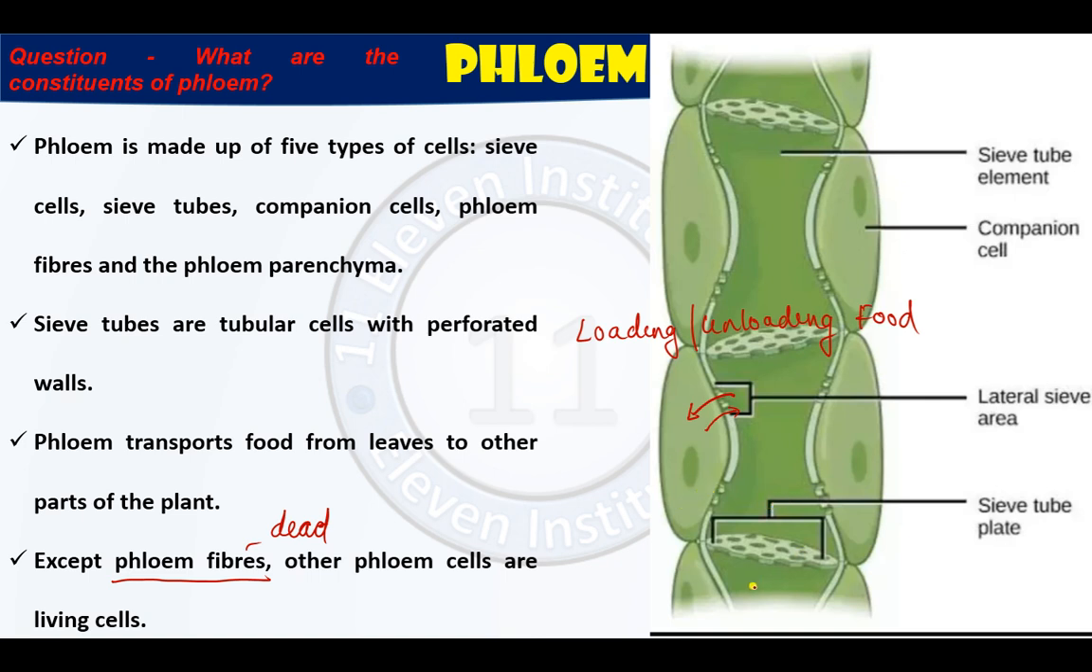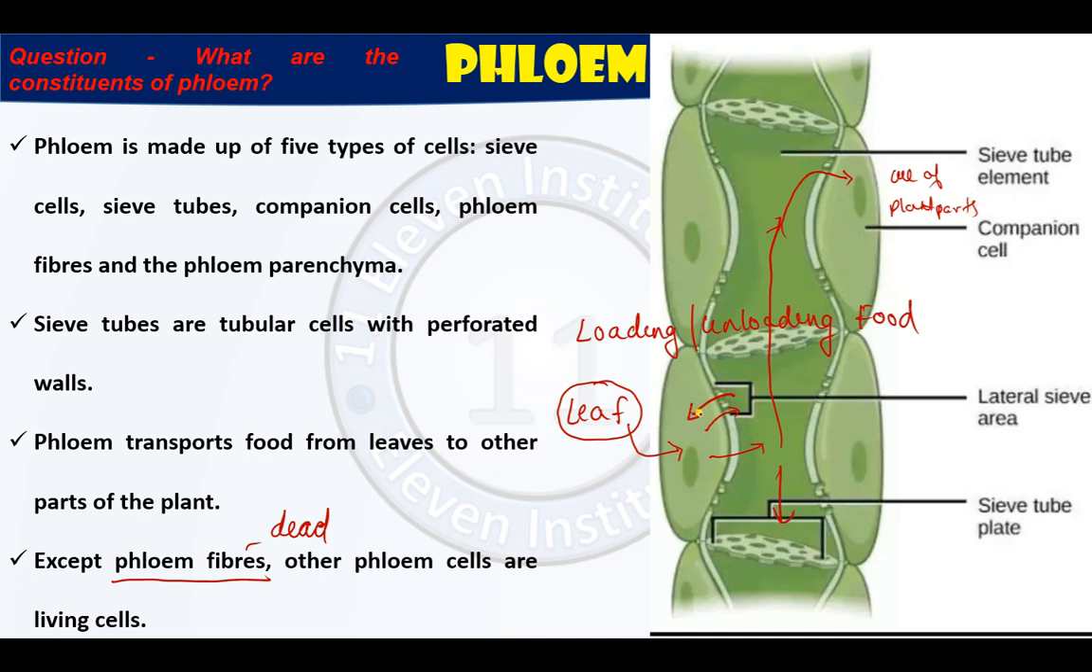Suppose there is a leaf over here. In the leaf the food is prepared. That prepared food will be transported from the leaf into companion cells, from companion cells into the phloem. And from the phloem, suppose it will move upwards, or it will move downwards. Then it will reach a particular destination, and again the food will enter into the companion cells, and from companion cells it will move into the cells of different plant parts. I hope this is clear to you.